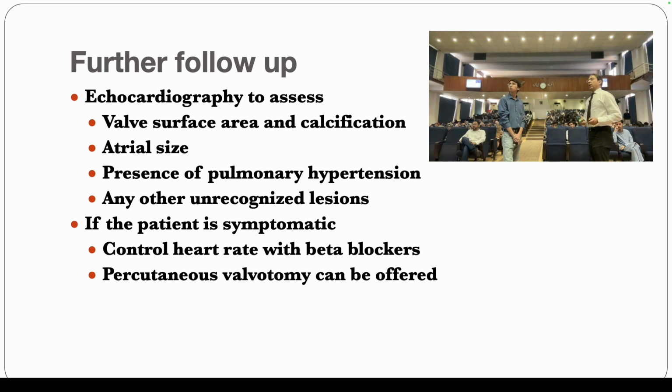For our patient, we go for echocardiography to see the valve surface area, any calcification present, what is the atrial size on echo, is there any pulmonary hypertension, any unrecognized lesion which could not be detected on initial assessment. If the patient is symptomatic, we can control the heart rate with beta blockers. Percutaneous valvotomy can be offered for this patient if the patient is symptomatic, because we find the valve is pliable.